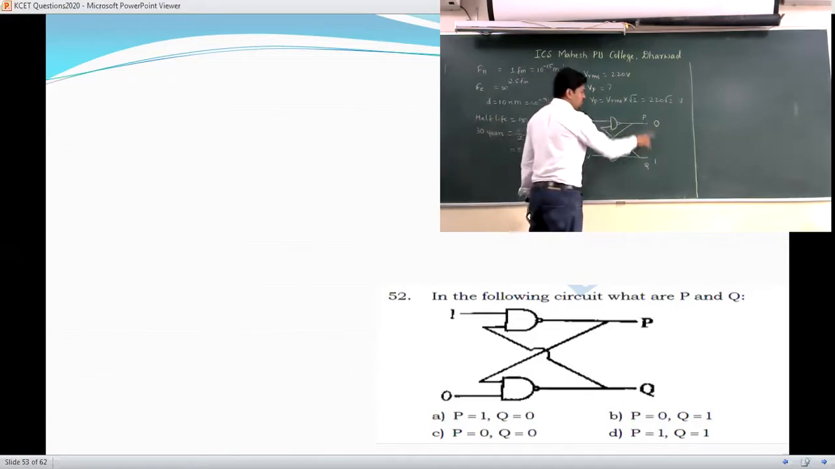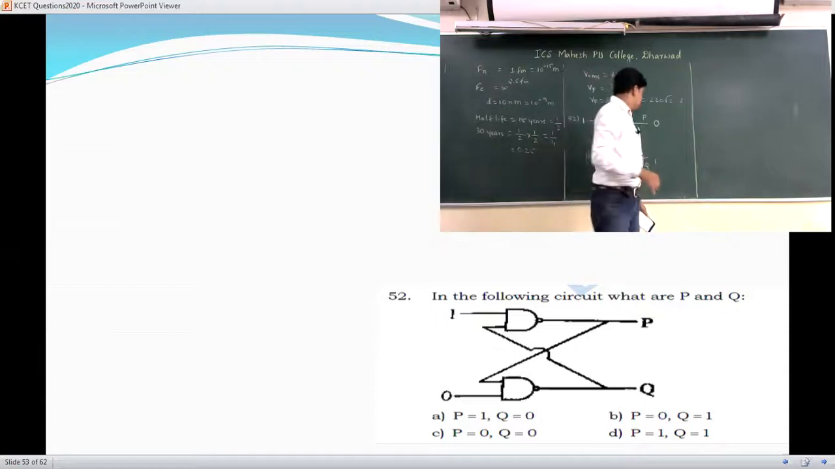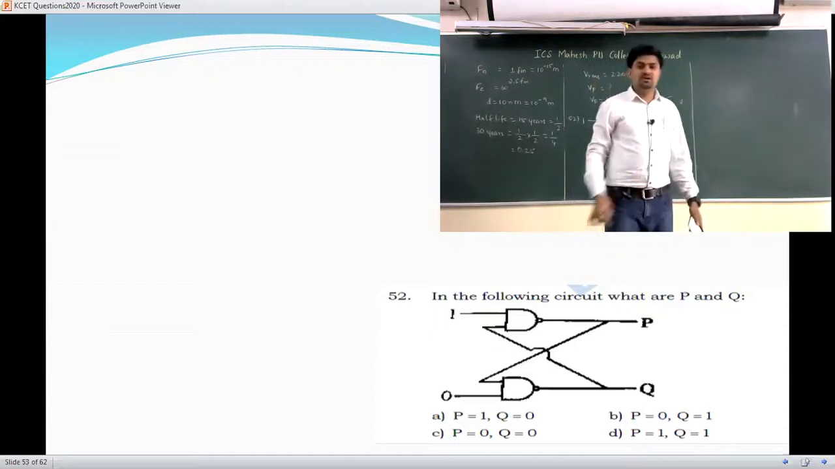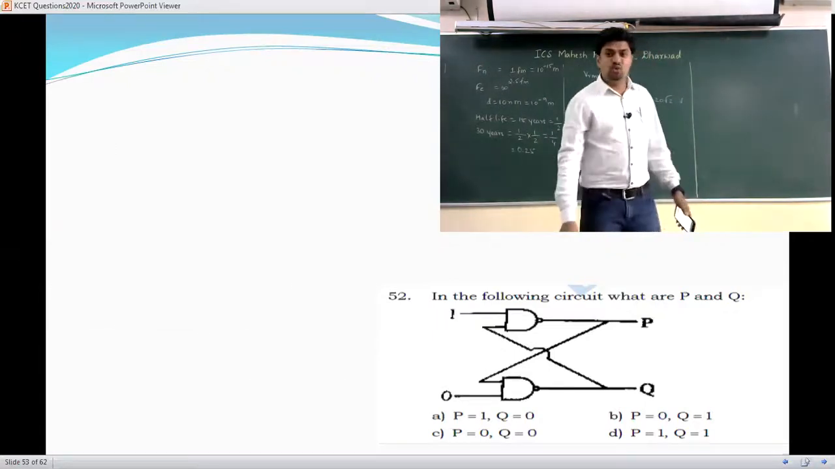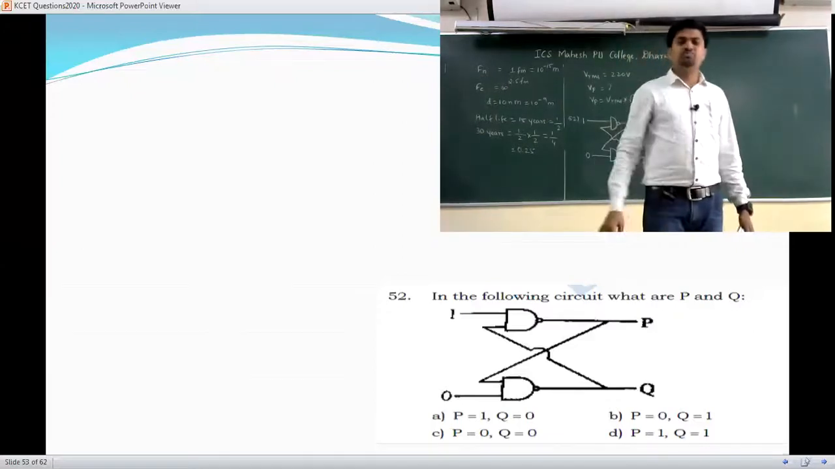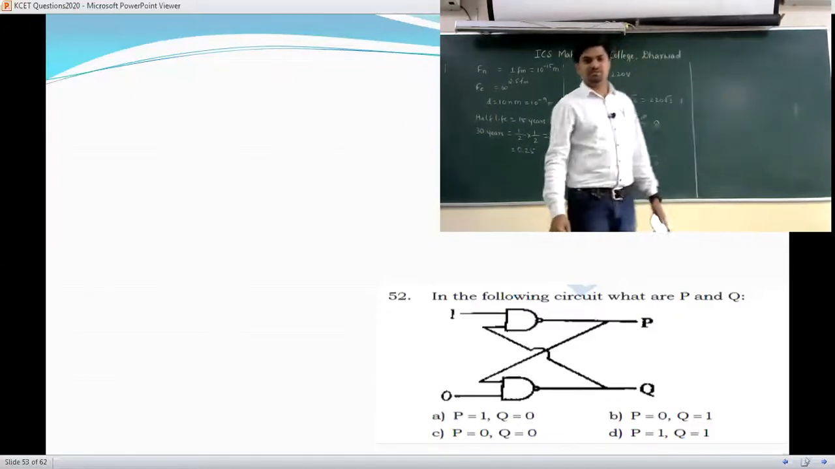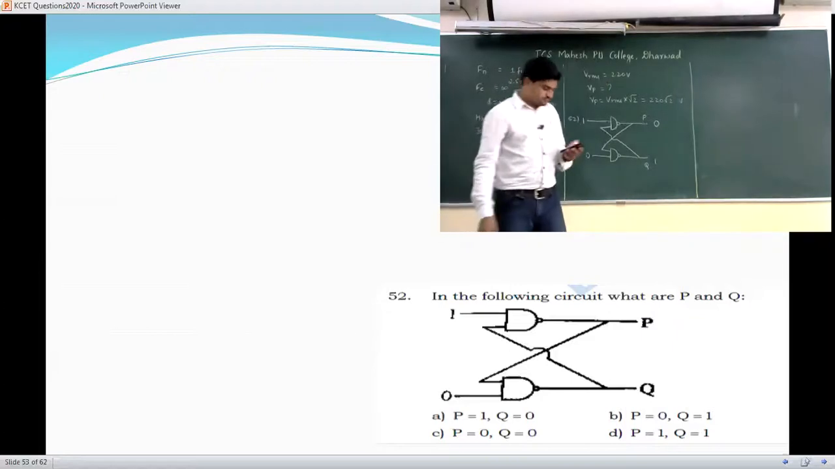So P should be 0, Q should be 1. So it is 0 1, and 0 1 means option B should be your answer. Okay, let's go to the next one.